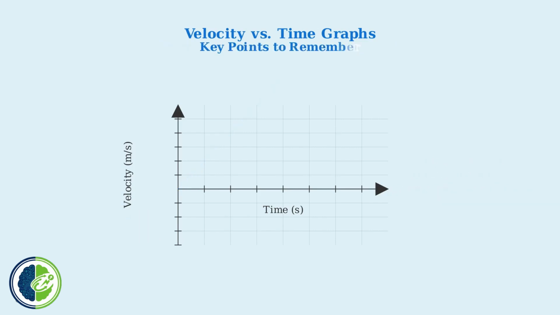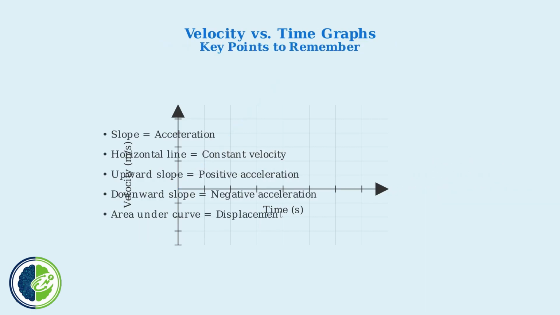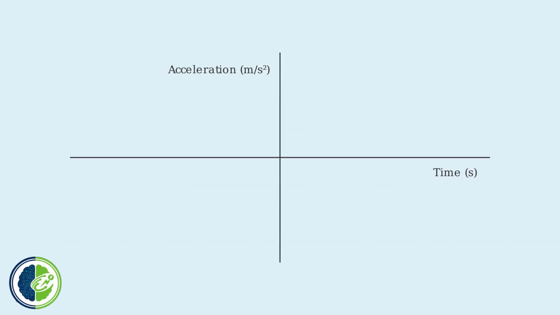To summarize, velocity time graphs are powerful tools for analyzing motion. The slope tells us about acceleration, the shape tells us about the type of motion, and the area gives us displacement information. Acceleration versus time graphs plot an object's acceleration on the vertical y-axis against time on the horizontal x-axis. These graphs help us understand how an object's acceleration changes over time.